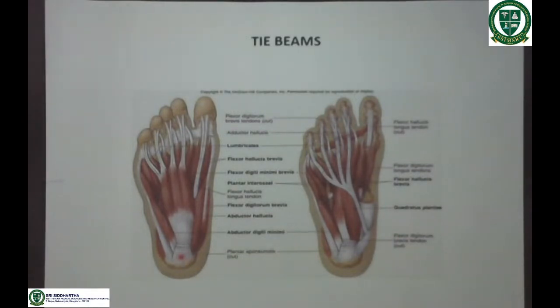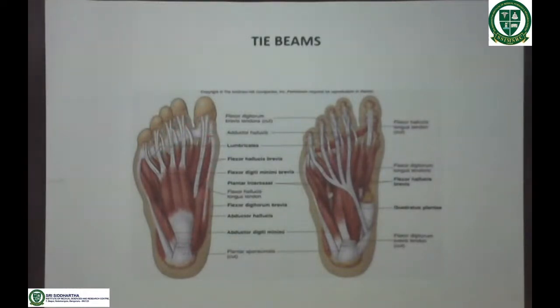Here the plantar aponeurosis is cut in the first figure. In the center you see this muscle, the flexor digitorum brevis. On the medial aspect you see the abductor hallucis. Laterally you can see the abductor digiti minimi. The plantar aponeurosis, from the calcaneal tuberosity, has its distal attachment to the ligaments and the skin. That forms the tie beam. Along with this, the medial half of the flexor digitorum brevis also acts as a tie beam.